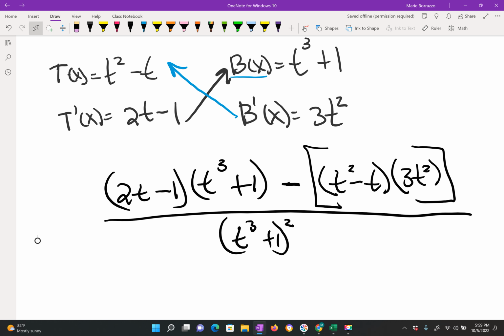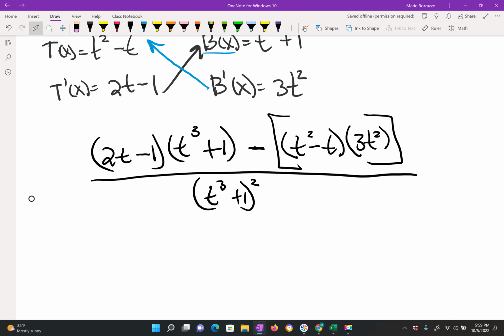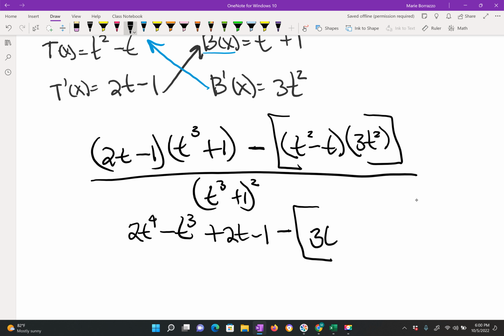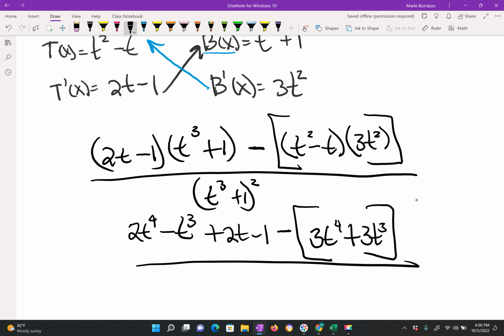Okay, if I use the distributive property, we could do that. This is going to give me 2t to the fourth minus t cubed plus 2t minus 1 minus 3t to the fourth plus 3t cubed. And of course all of this over the magic denominator t cubed plus 1 squared.